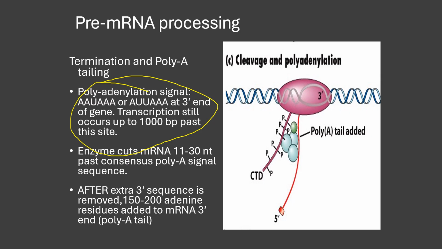But what happens is that an enzyme cuts the mRNA a few nucleotides, sometimes up to 30, past that poly A consensus sequence. So that AAUAAA, just a few tens of base pairs after that sequence, a whole bunch of adenine is added, 150 to 200 adenine, and that's what's known as polyadenylation, or poly A tail. And this tail has a number of functions. One of its main ones is helping the mRNA exit the nucleus. If you don't have that poly A tail, mRNAs don't tend to exit the nucleus very well.